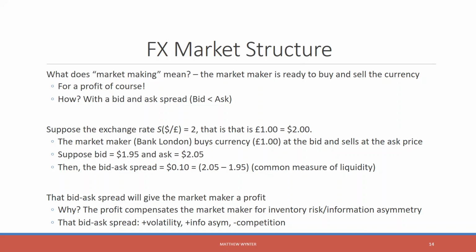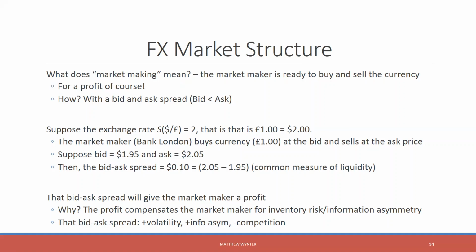But that bid-ask spread is a very common measure of liquidity. And again, liquidity has so many different meanings and so many different definitions in finance. Here, when people talk about liquidity within the security market, specifically when you're talking about a bid-ask spread, you really mean, is it easy for me to trade the security? Here's why. That bid-ask spread is going to give the market maker a profit. That profit is going to compensate the market maker for inventory risk and also for information asymmetry. Inventory risk is the worry that I'm going to be holding on to an asset that's going to fall in value.